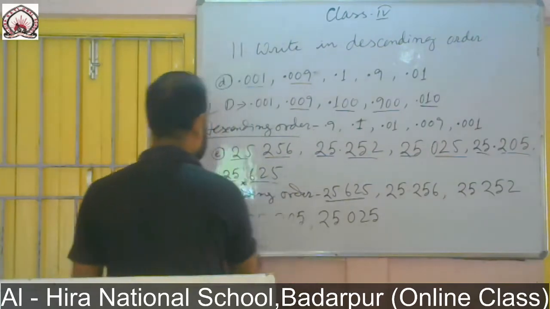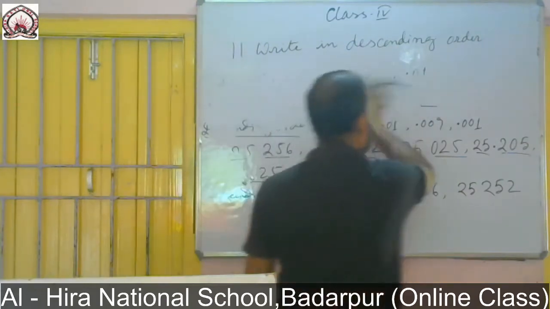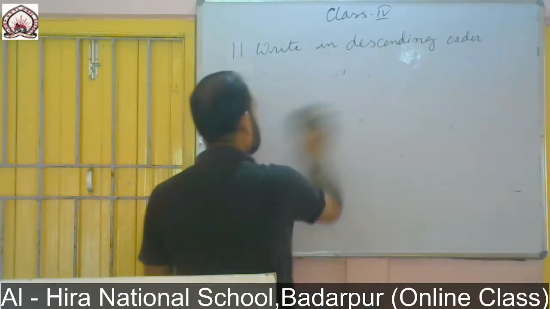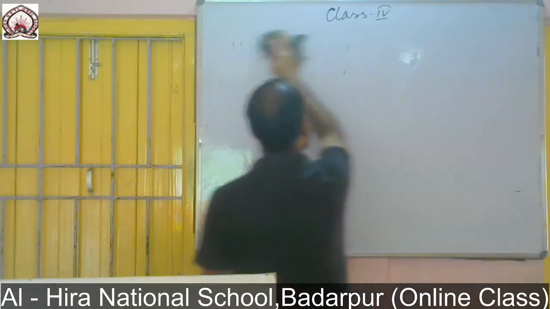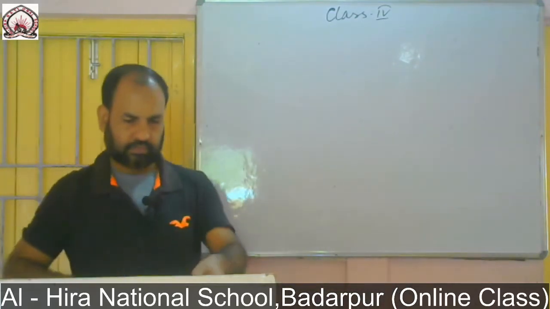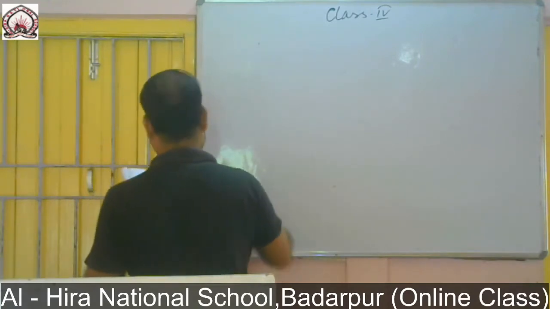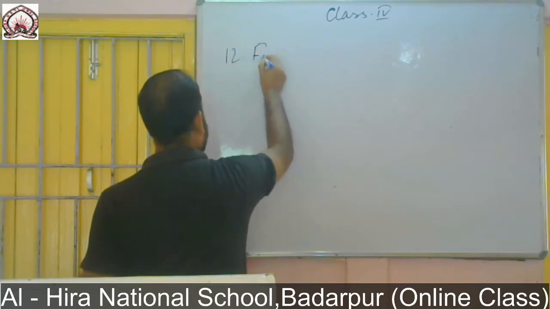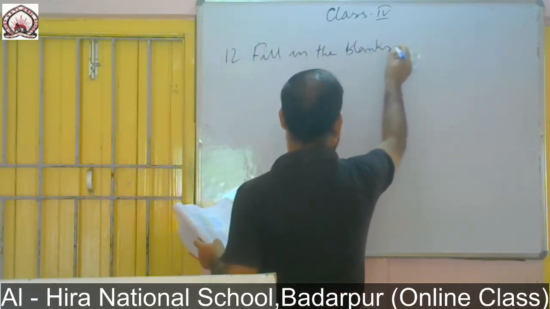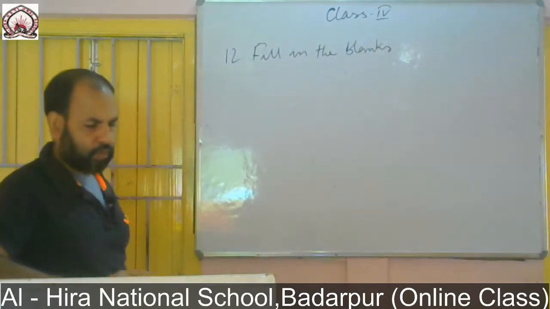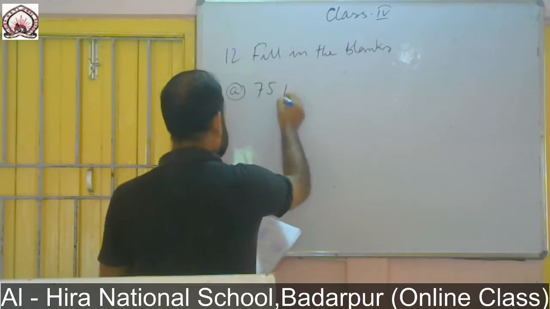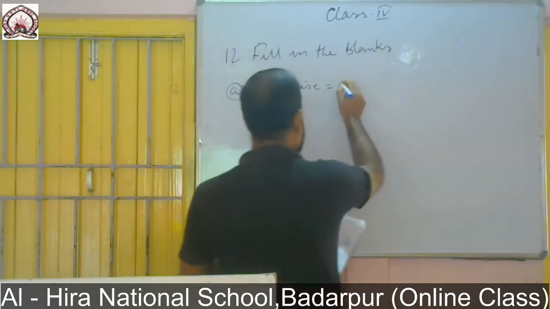Next, question number 12. Fill in the blanks. Question number A: 75 paisa equal to rupees dash.